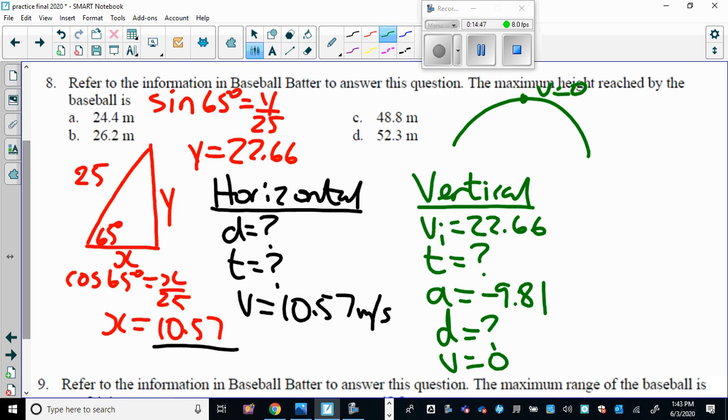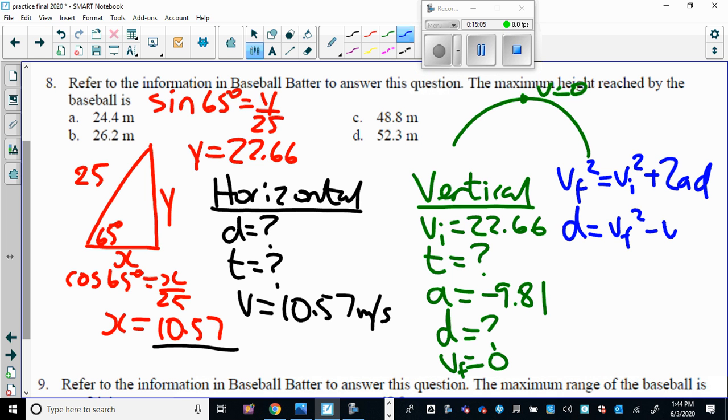So let's find a formula. That's going to be the final velocity. Let's find a formula that has VF, D, A, and VI in it. And that's it. So this again is multiple steps, but you only need to use one formula. Plug your numbers in, and you're going to get an answer of 26.2 meters.